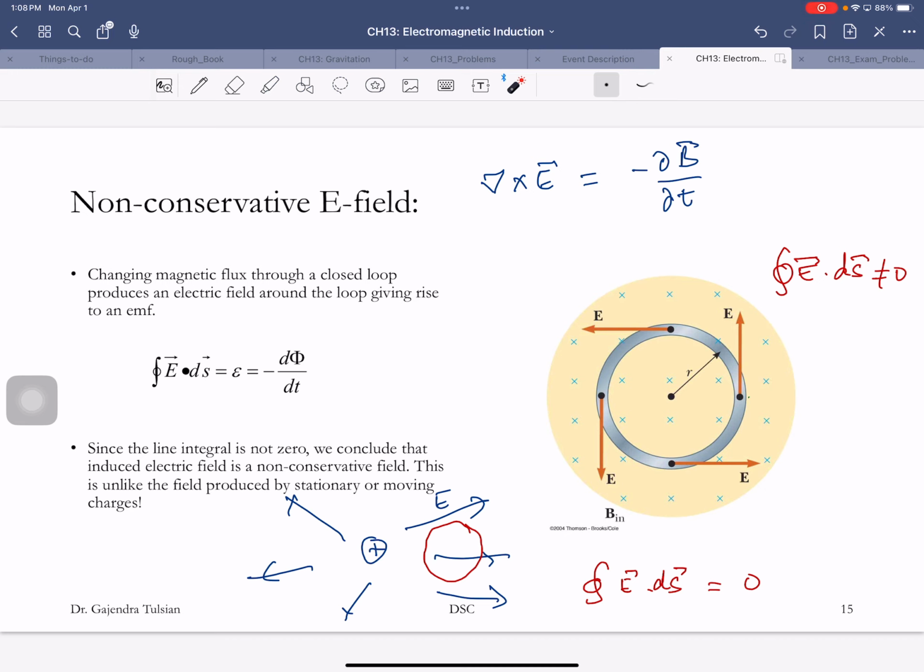So electrostatic electric fields are conservative fields. The line integral on a closed loop is 0. For this one, the line integral is not 0. And that's what we mean by a non-conservative electric field.